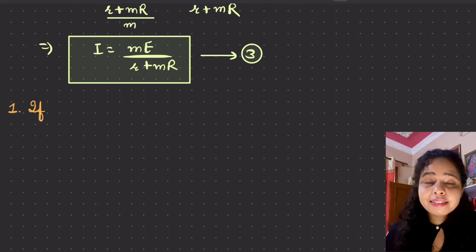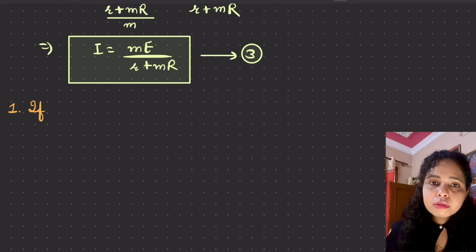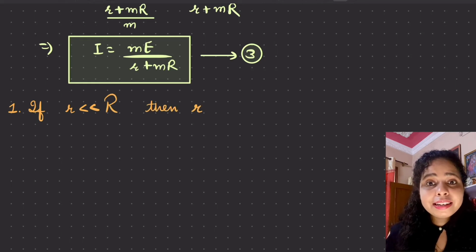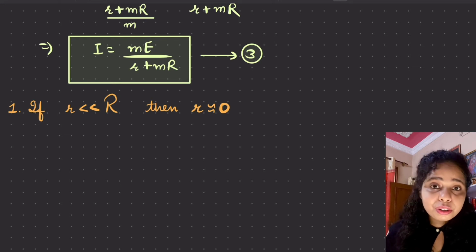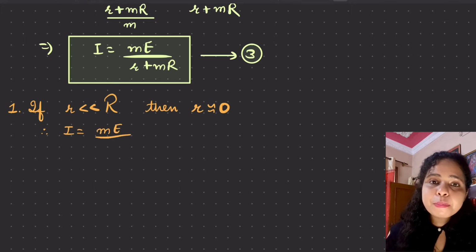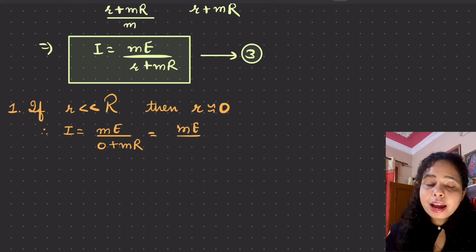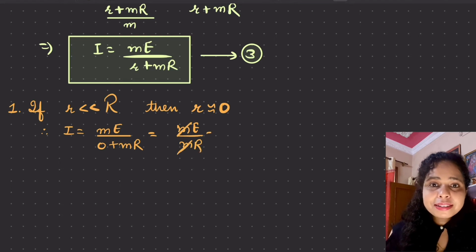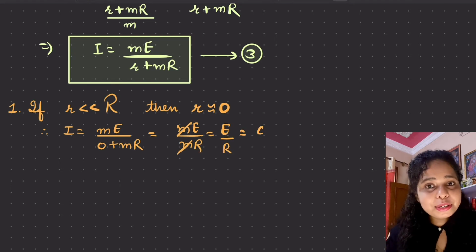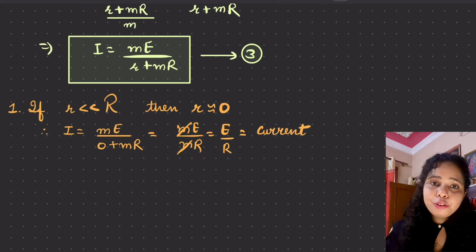So in this case, let us say we have internal resistance small r very much less than external resistance capital R. If this is the case, then we can neglect r. Small r is equal to 0. We can put this in the above equation, the third equation, that is small r is equal to 0. We can say I is equal to mE upon 0 plus m into capital R. Now we are left with mE upon mR. Now cancelling out the m, we have I is equal to E upon R. That means the current flowing through the circuit is equal to the current due to a single cell.